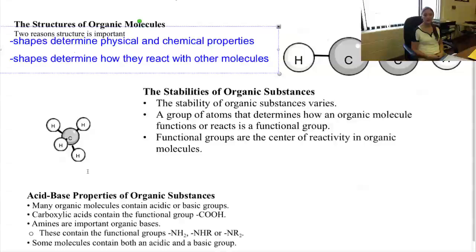Functional groups are the center of reactivity for organic molecules. They're going to be things like alcohols, ethers, ketones. We're going to have O's, H's, N's, things like that. Double bonds will make them a little more reactive, and we call those functional groups.